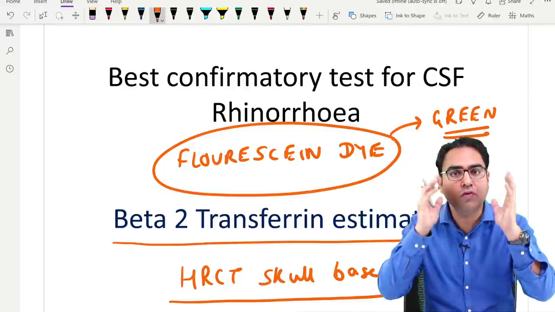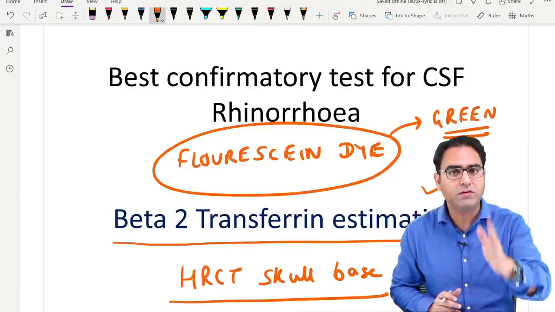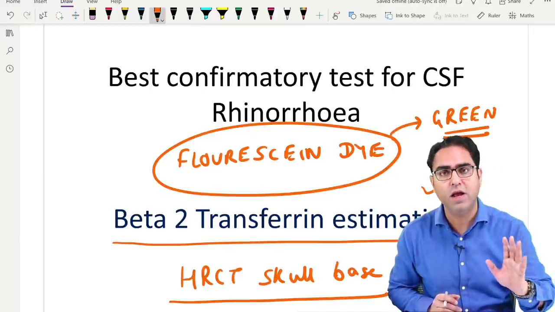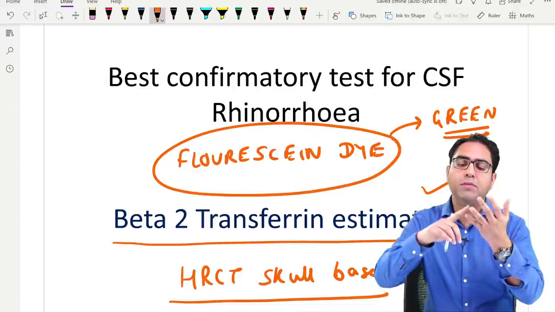Can you tell me what is the treatment of choice of CSF rhinorrhea? The treatment of choice of CSF rhinorrhea is conservative treatment. Please do not write any fancy surgery. Lot of leaks stop on their own, beta. Treatment is conservative treatment.